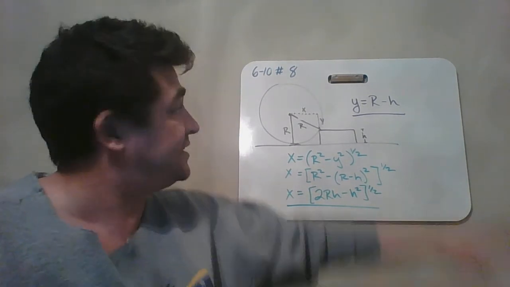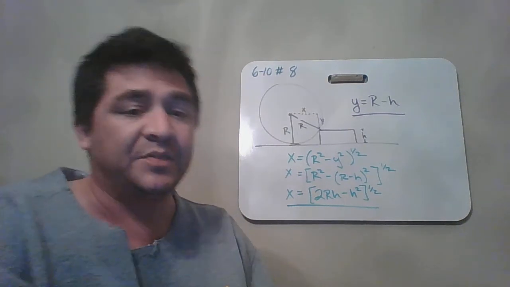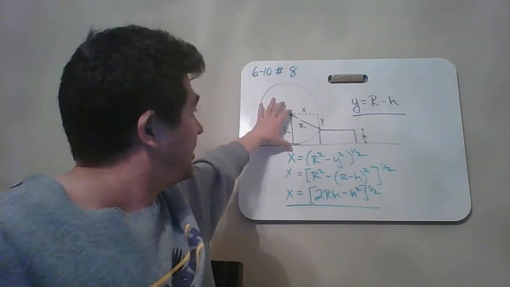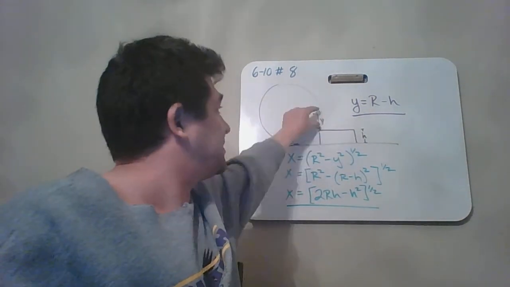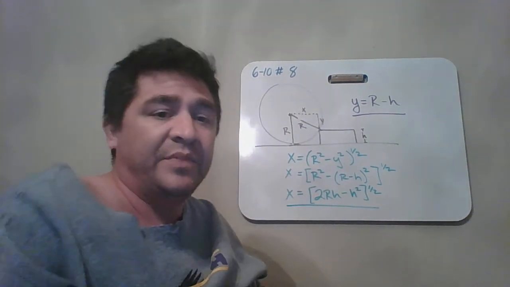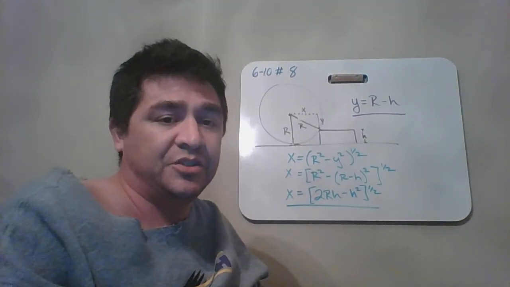So the first part's easy. Y is just radius minus H, right? If this is R and we take away H, we're left with Y. So that's it. Y is R minus H.